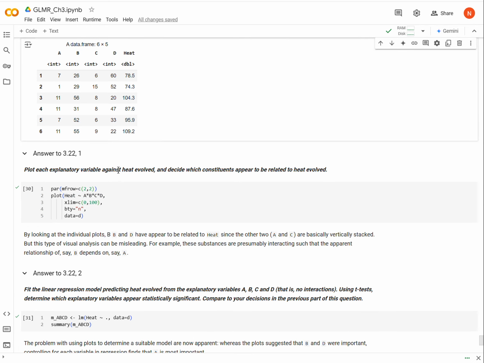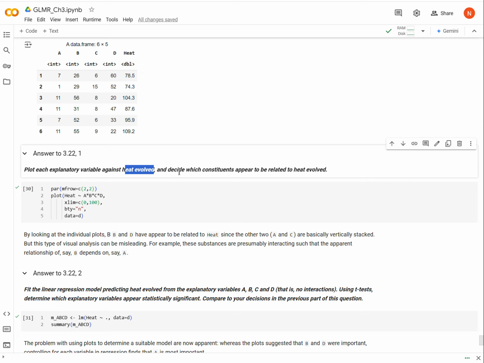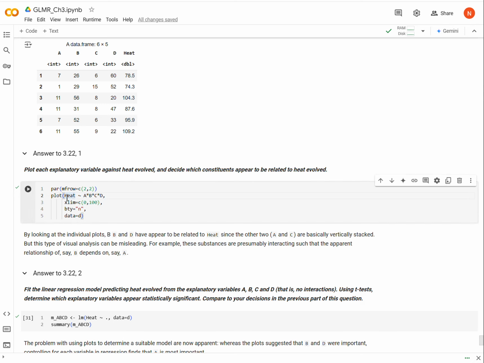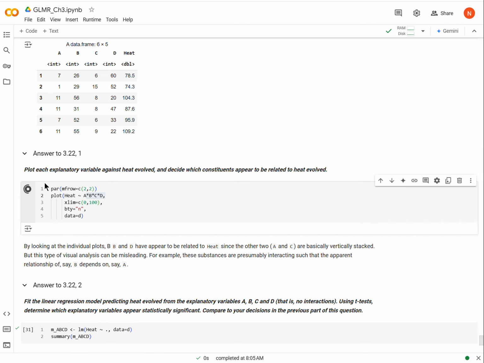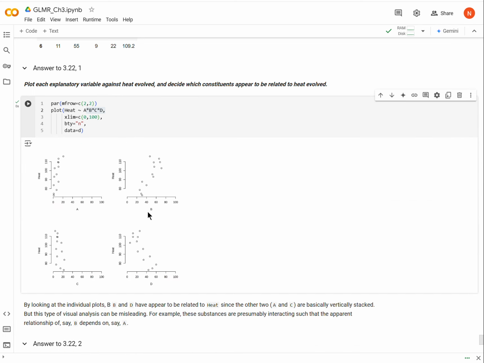So the first thing we want to do is to plot each explanatory variable against heat evolved, and decide which constituents appear to be important. So I'm just going to plot heat against each of these variables, and this is what we get. If we want to decide which ones appear to be important, we would probably say B and D, right? Because they at least have a non-zero slope. Whereas for A and C, as you vary from 0 to 20, the amount of heat just seems to be vertically stacked here. So it doesn't seem that A and C are making much contribution.